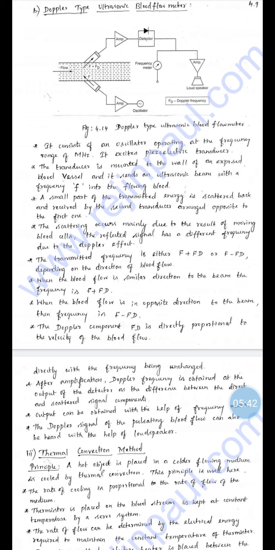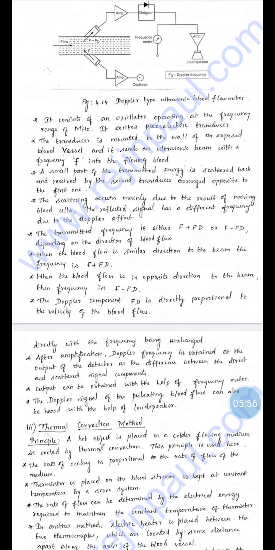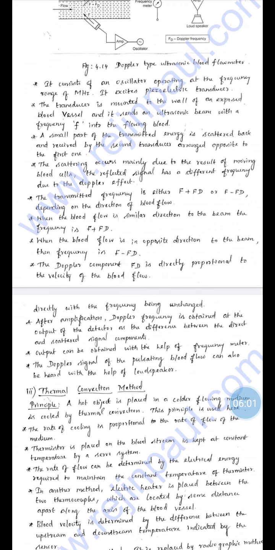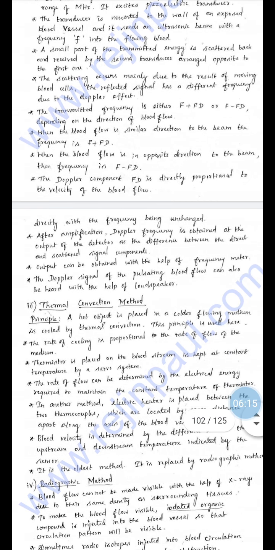The reflected signal has a different frequency due to the Doppler effect. The received frequency is either f plus fd or f minus fd, depending on the direction of blood flow. When the blood flows in the same direction as the beam, then the frequency is f plus fd. When the blood flow is in the opposite direction to the beam, then the frequency is f minus fd. The Doppler component fd is directly proportional to the velocity of the blood flow.